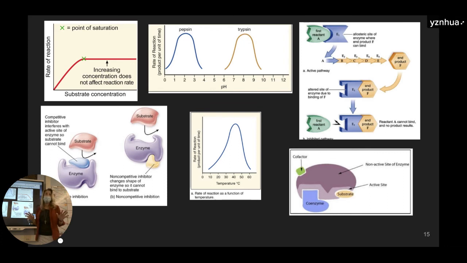So let's go through all of them so we feel comfortable with it, okay? In the top left-hand corner, if you increase the substrate, you will increase the productivity, right? Up to a point, until all the active sites are full. So we would get more and more product if you added more and more hydrogen peroxide.